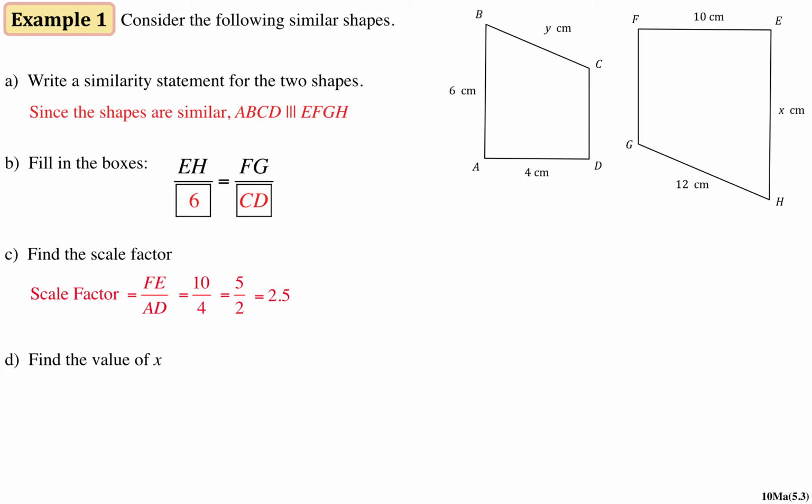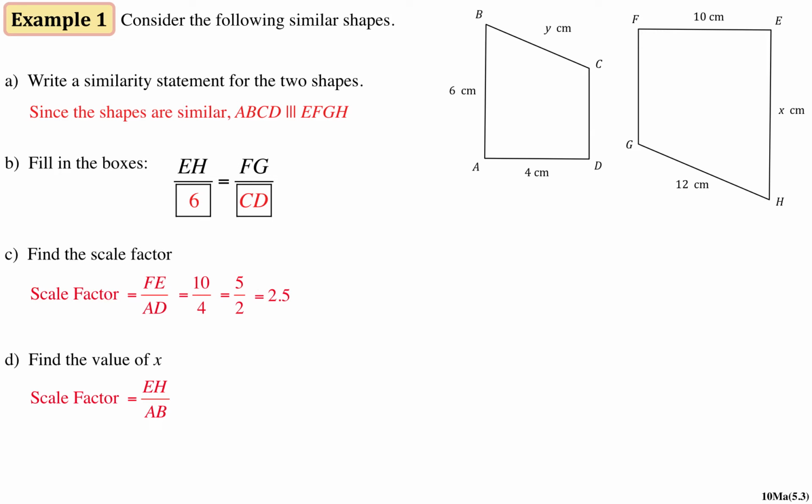We go to part D. It says find the value of x. Well, x is a length on the big shape. So what we do is we know the scale factor is equal to the big length that we're looking for. X runs down from E to H and it matches up with A to B, so E to H divided by A to B. What is the scale factor? Well, I found that earlier. It's 2.5.